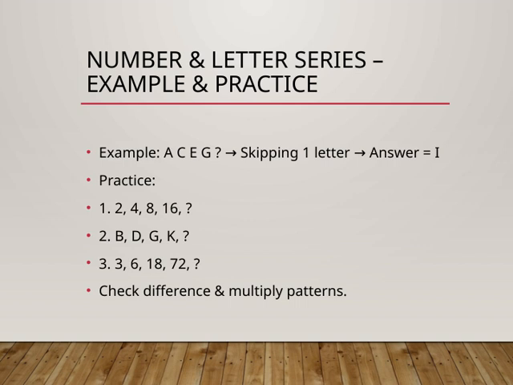Third, the series with numbers, 3, 6, 18, 72. This one involves multiplication patterns. 3 multiplied by 2 gives 6. 6 multiplied by 3 gives 18. 18 multiplied by 4 gives 72. Continuing this pattern, multiply 72 by 5, which results in 360.